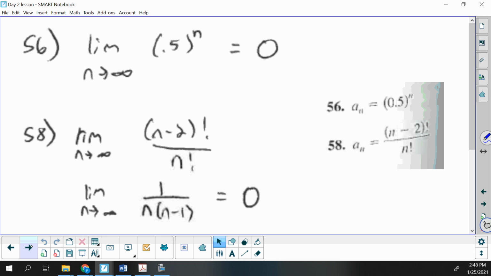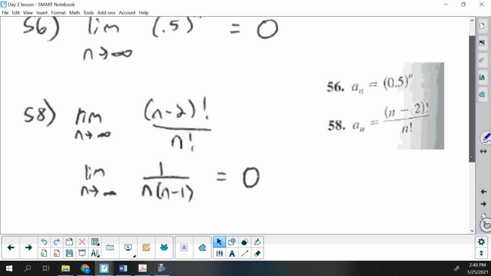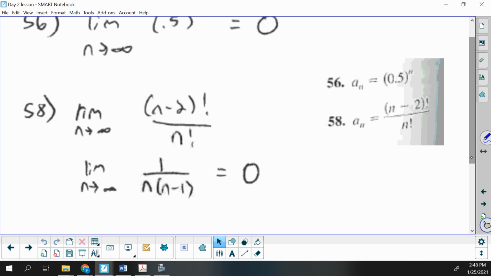56, that's just exponential decay, so eventually our terms will get close to 0. 58, that's n minus 2 times n minus 3 times n minus 4 dot dot dot on top. On bottom you have n times n minus 1 times n minus 2 times n minus 3 dot dot dot. So the n minus 2's will divide out both top and bottom, and you're left with 1 over n times n minus 1. So the bottom will get huge. Top will stay the same, so that approaches 0.